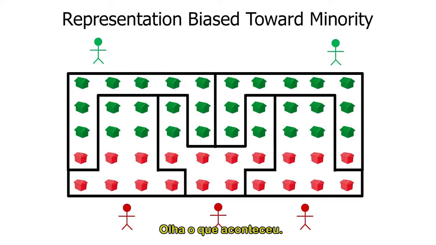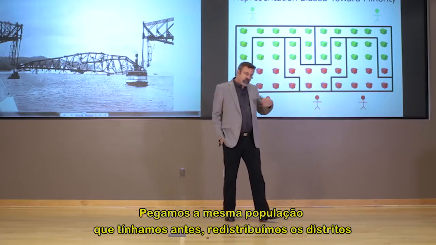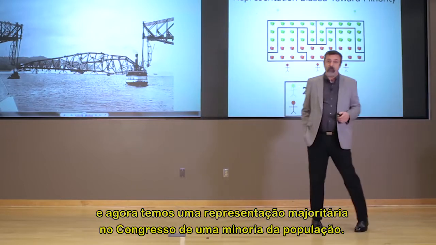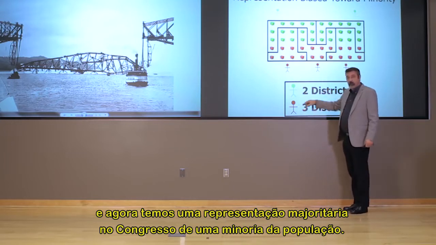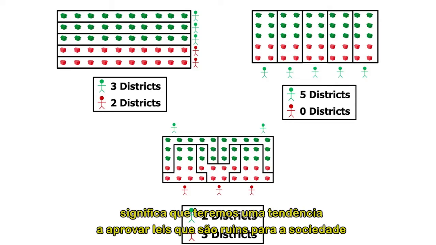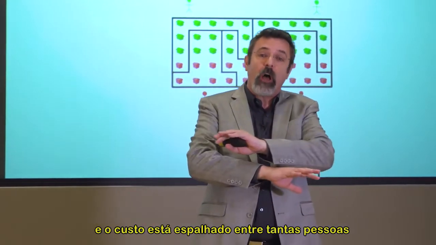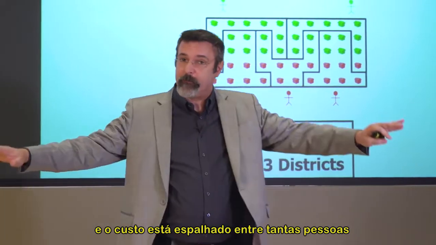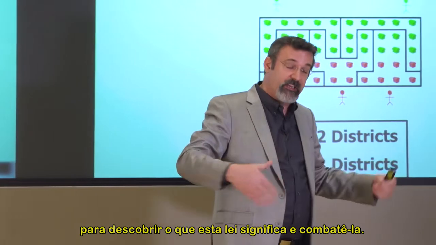And look what's happened. We have taken the same population we had before, redistricted it, and now we have a majority representation in Congress of a minority of the population. So the moral of this story is, the information and voting cost means that we will have a tendency to pass laws that are bad for society because they benefit a small group of people, and the cost is spread out over so many people that it's not worth the large number of people's time to figure out what this law is and to fight it.